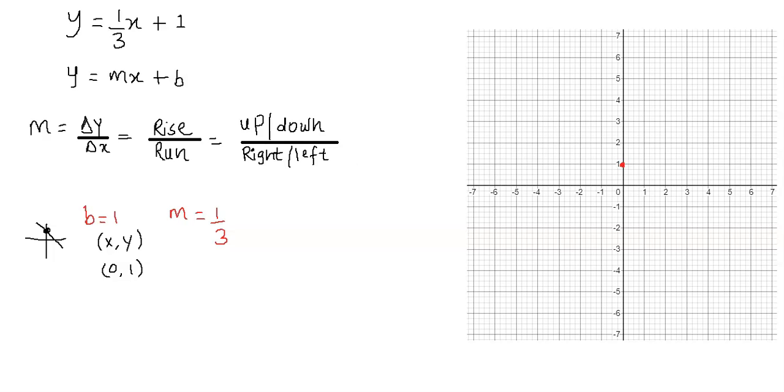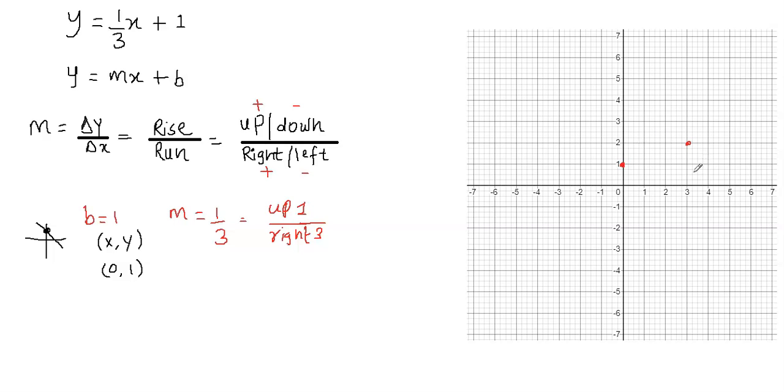Your rise is going to be positive if you go up, and negative if you go down. In the same way, run is going to be positive if you move to the right, and negative if you move to the left. Since my slope is 1 over 3, and both my numerator and denominator are positive, I know I have to move in the positive direction. That means I'm going to go up 1 and right 3. So I'm going to start with my y-intercept, go up 1 to the right 3, 1, 2, 3, and I got another point.